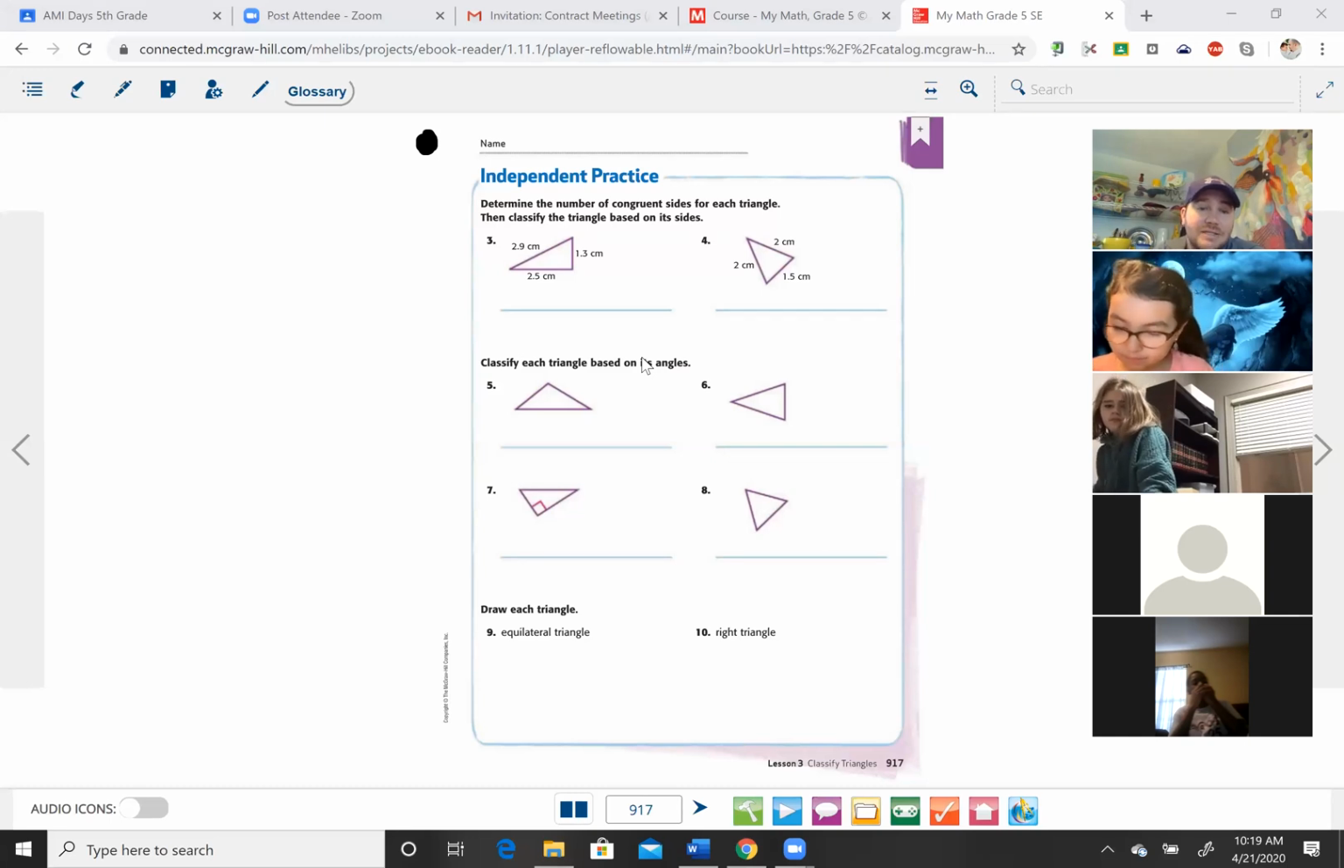It is page 917. So 3 and 4 are asking for the side classification. So it's asking for isosceles, which is 2 sides the same, equilateral, which is 3 sides the same, or scalene, which is 0 sides the same. That's what 3 and 4 are asking. However, 5, 6, 7, and 8 are asking for you to use right angles, acute, or obtuse. You don't have to add. You are simply comparing them to see if they're all the same, if they're not the same, anything like that. So you do not have to add them in any way.